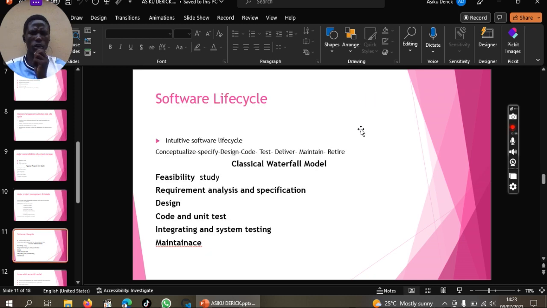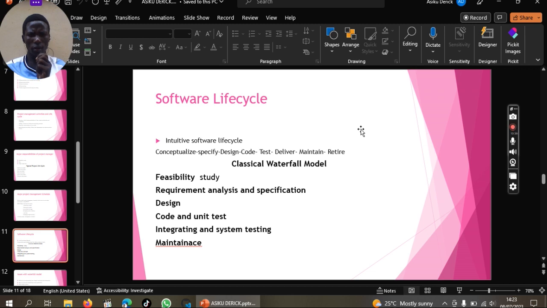Then software life cycle. Let's discuss something about software life cycle. The first one is called intuitive software life cycle, which has conceptualized, specified, design, code. In the intuitive software life cycle, you have to do conceptualization, you have to specify the design, you have to code, test, deliver, maintain, and retire the code.